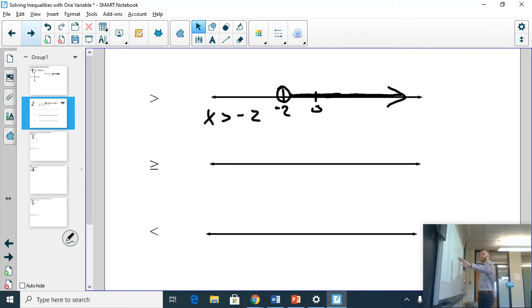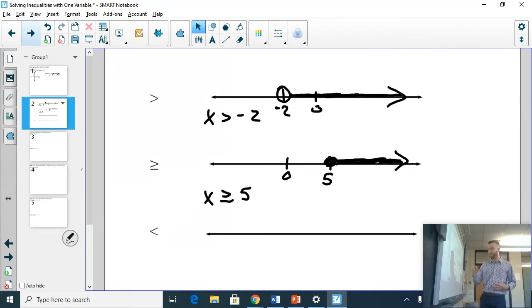And then this one here is greater than or equal to. So, if I go with a similar example, let's do x is greater than or equal to, that's what that little dash under it means, or equal to, let's say 5. Again, maybe 0's there, maybe 5's up here. Now the difference is when it's greater than or equal to, we're going to do a closed dot right here. And then we shade in to the right because it's greater than.